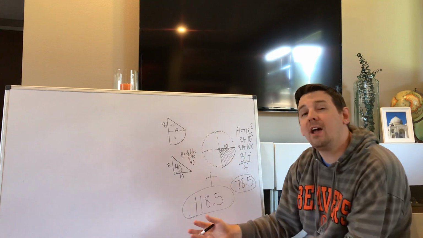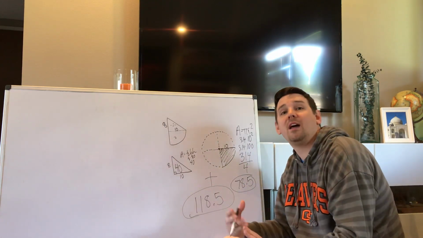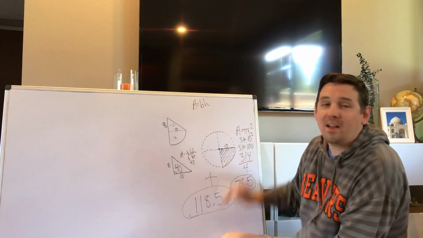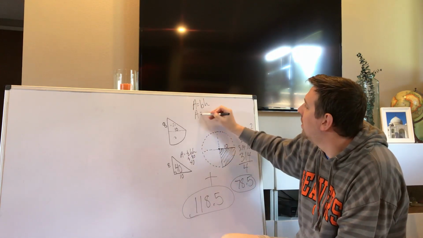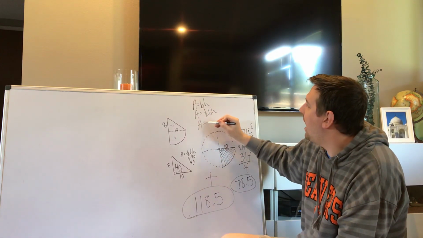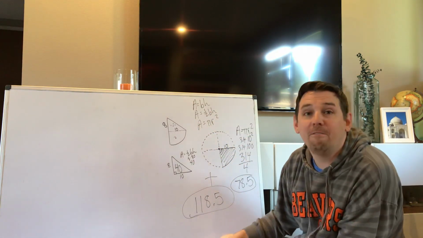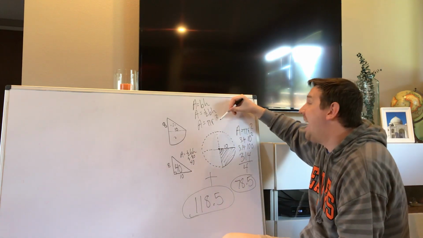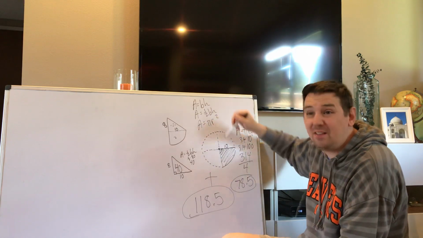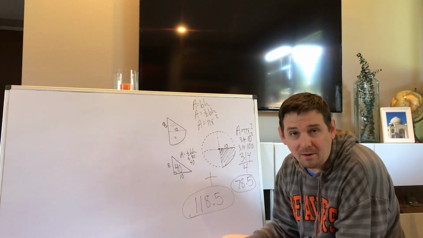Again, sometimes you're gonna have to subtract areas, sometimes you're gonna have to add them. You've got your three formulas. Base times height for a rectangle, half base times height for a triangle, and pi r squared for a full circle. But if it's half a circle, you need to take half of that. If it's a fourth of a circle, you need to take a fourth of it. If it's a third of a circle, you need to take a third of it.